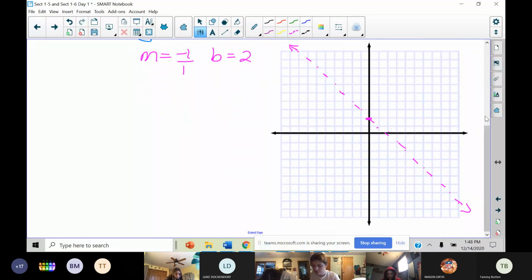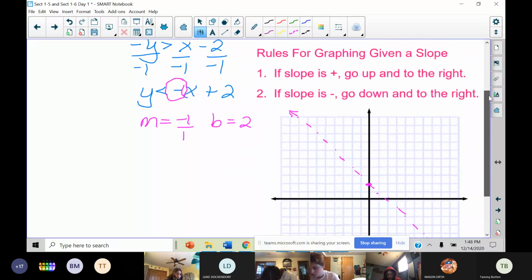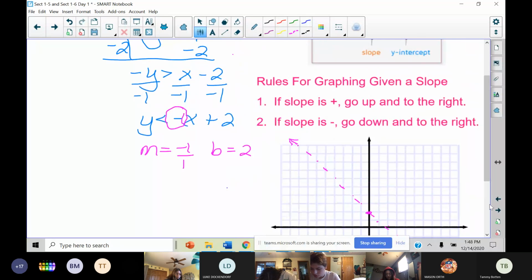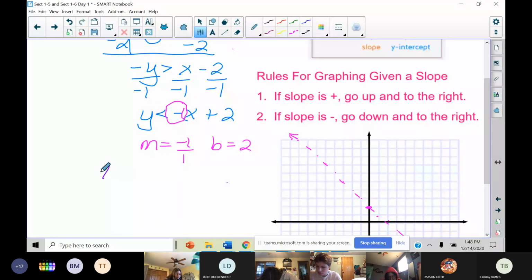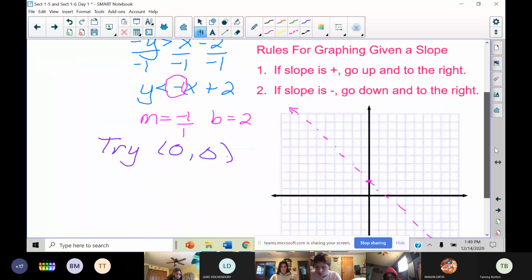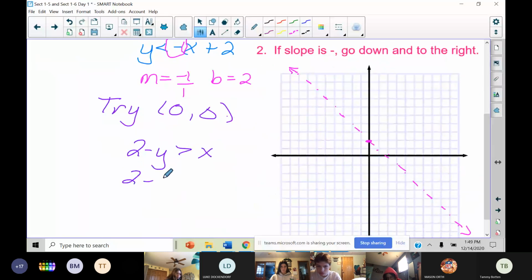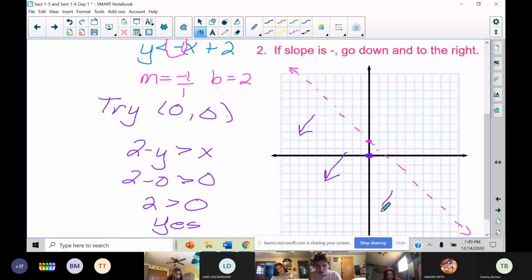Okay, now what we're going to do is see where we should shade it. To do that, if my line doesn't go through the origin, that's what I try. So I'm going to try 0, 0 into that original equation, which was 2 minus y is greater than x. If I put 0 in for y, 0 in for x, basically what we're asking ourselves is, is 2 greater than 0? And yes, it is. So that means it's going to be shaded towards the origin. So it is going to be shaded down here. Okay?